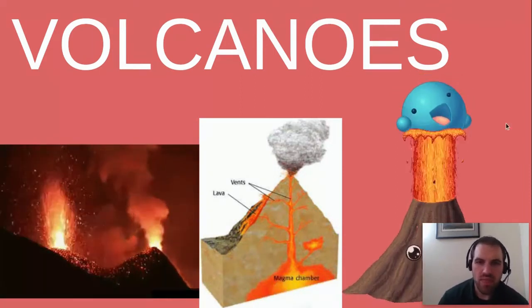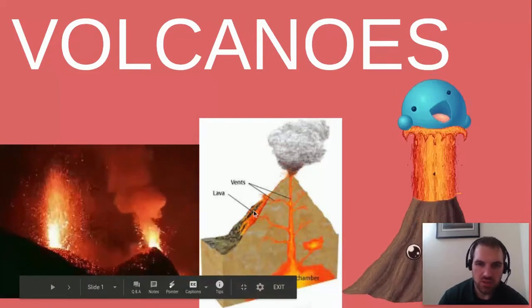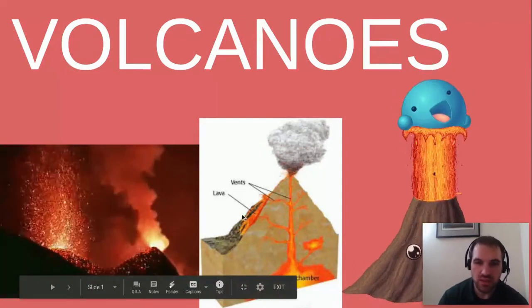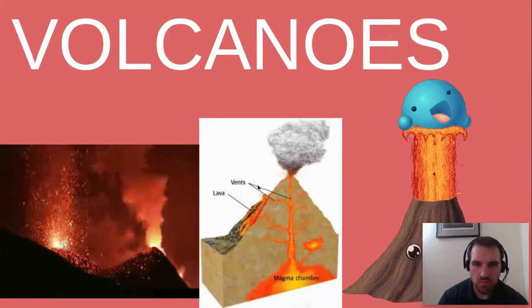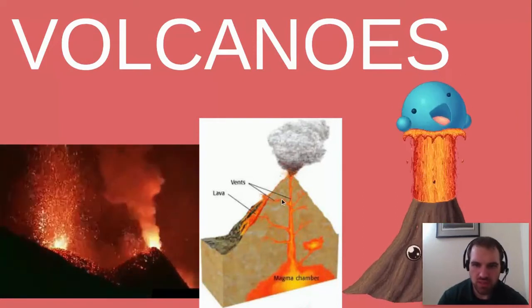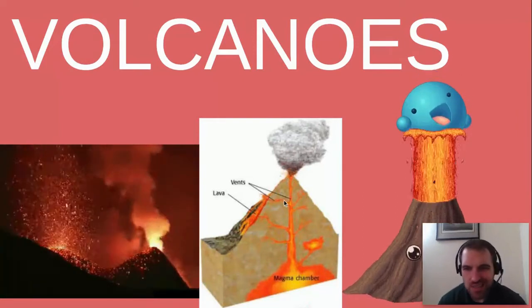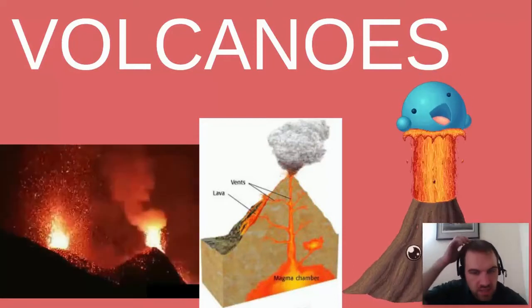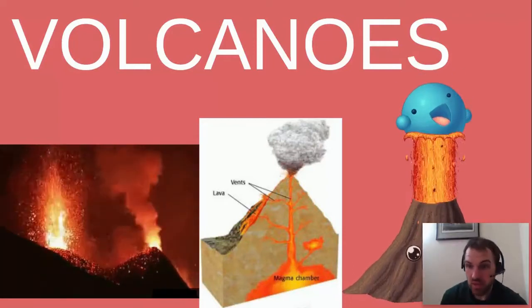Then you see that when that magma makes its way to the top and it trickles down along the sides, that's when it's called lava. Now this last one is also important. It's pointing to two different places and they're calling them both vents. It's not exactly accurate. So technically, a vent is just an opening in a volcano where it comes out.